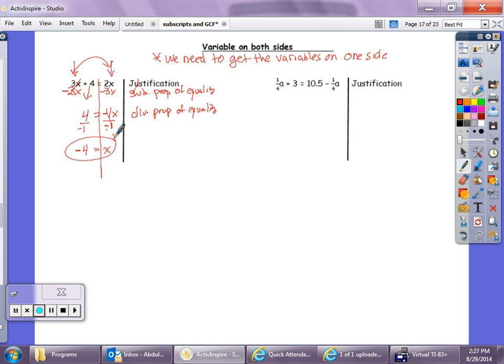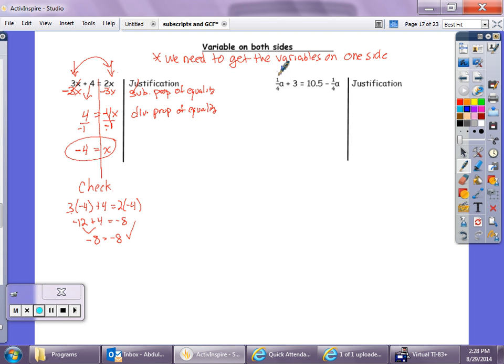So now I can check this. My check will be 3 times negative 4 plus 4 equals 2 times negative 4. Well, this is negative 12 plus 4, and this is negative 8. You put this together, and it works out correct. So that's a check. When we look at the next one, once again we have fractions here, but we're not going to do anything different.